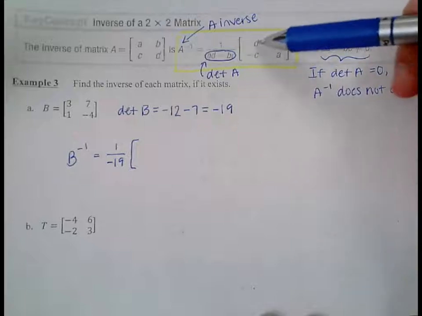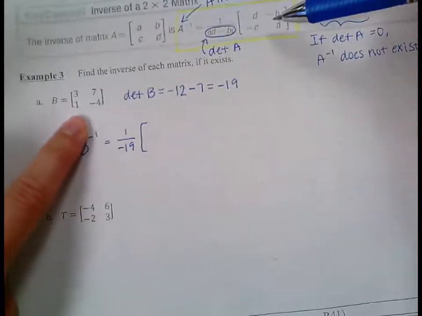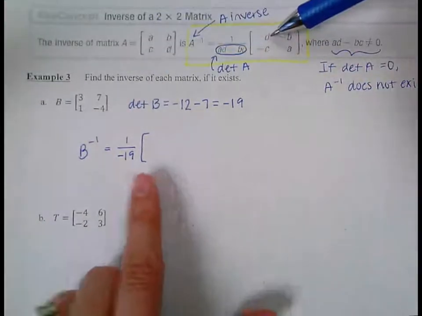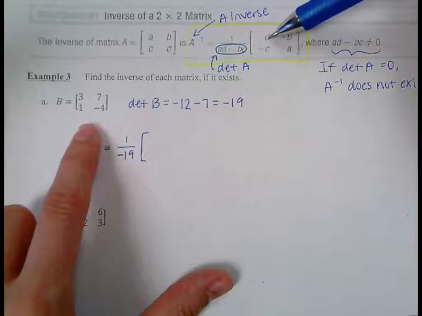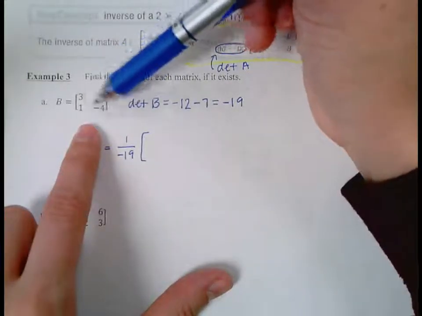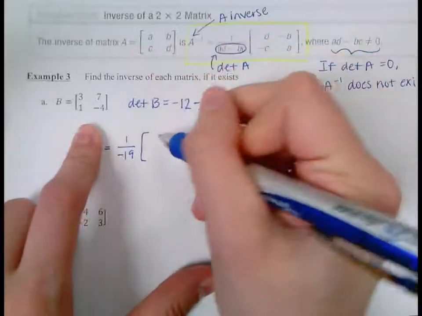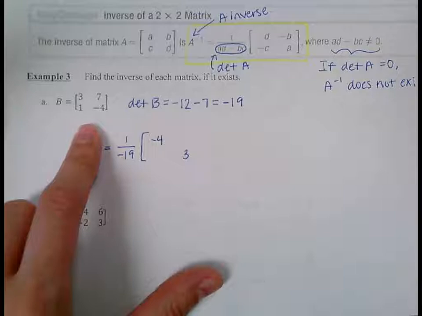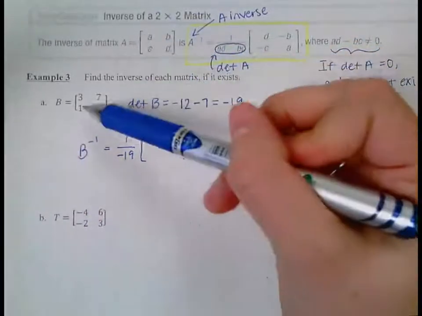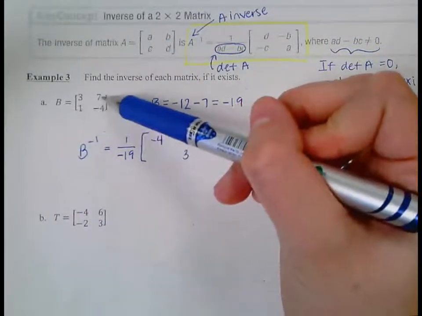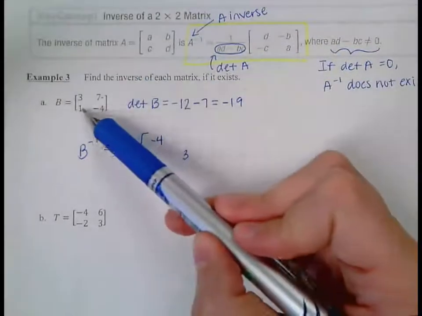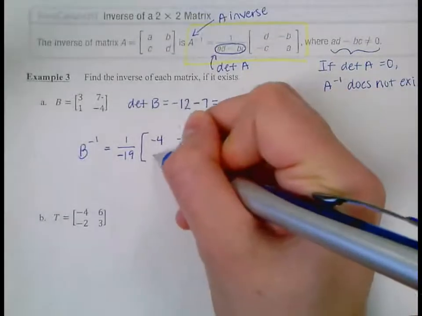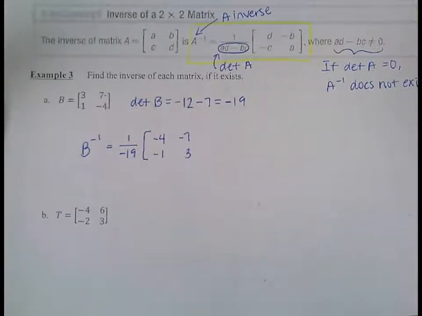So again, to get this matrix, I'm looking at my original matrix B, and the elements on the main diagonal, so in this case the 3 and the -4, they get switched. So the -4 is going to be in row 1, column 1, the 3 is going to be in row 2, column 2. And then the other diagonal, those elements stay where they are, the 1 and the 7, but they become the opposite. So because they were both positive, now they're negative. So I have -7 in row 1, column 2, negative 1 in row 2, column 1.